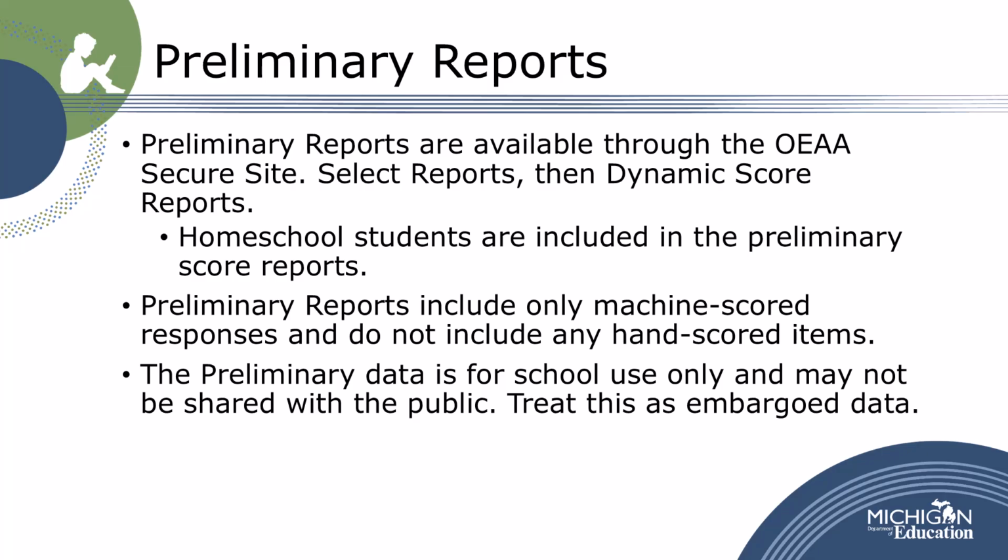The preliminary reports are available within 48 hours of the student submitting the test and will remain available until final reports are released. Homeschool students will be included in the spring 2026 preliminary reports, so they have access to their preliminary results before final reports are available in August. They are accessed through the secure site, by selecting the Reports drop-down, and then selecting Dynamic Score Reports. The preliminary reports include only machine-scored items, they do not include any hand-scored items. And it is also important to remember that preliminary data is for school use only and may not be shared with the public. Schools must treat this as embargoed data.